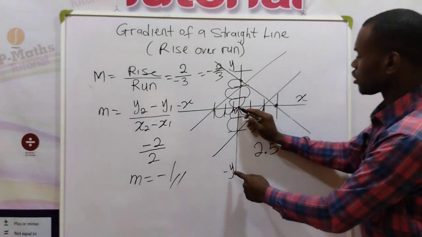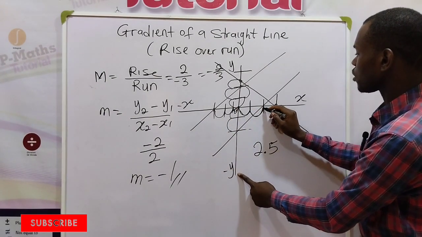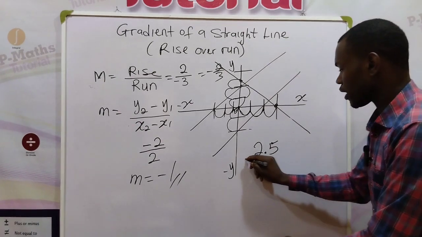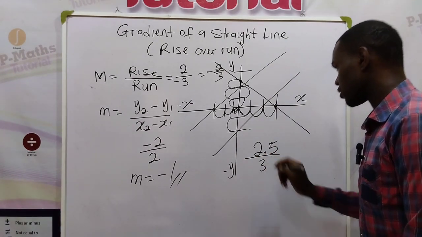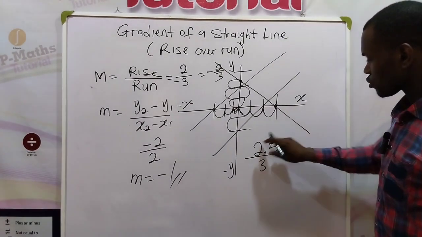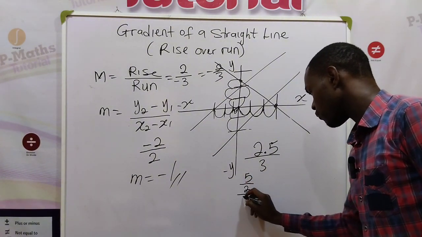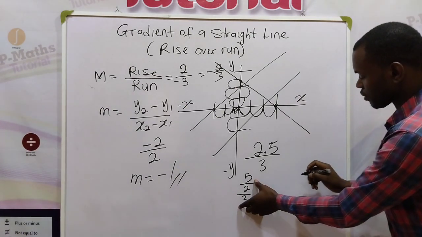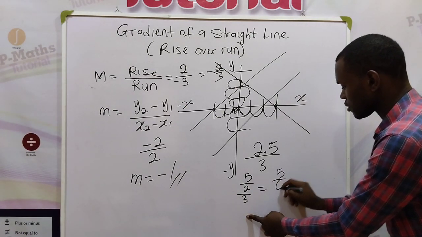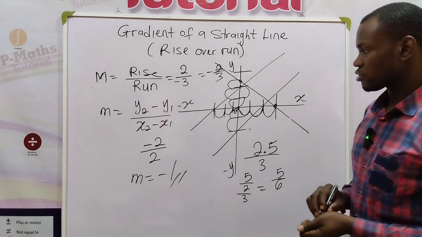Then I will run on the x-axis, and since we are considering this point, from 0 we'll move to the right. So I'll move 1, 2, and 3. So I have 2.5 over 3. Positive and positive. 2.5 is same as 5 over 2 over 3. Therefore, when we simplify, we have 5 over 6. You can perform the simplification and see this.